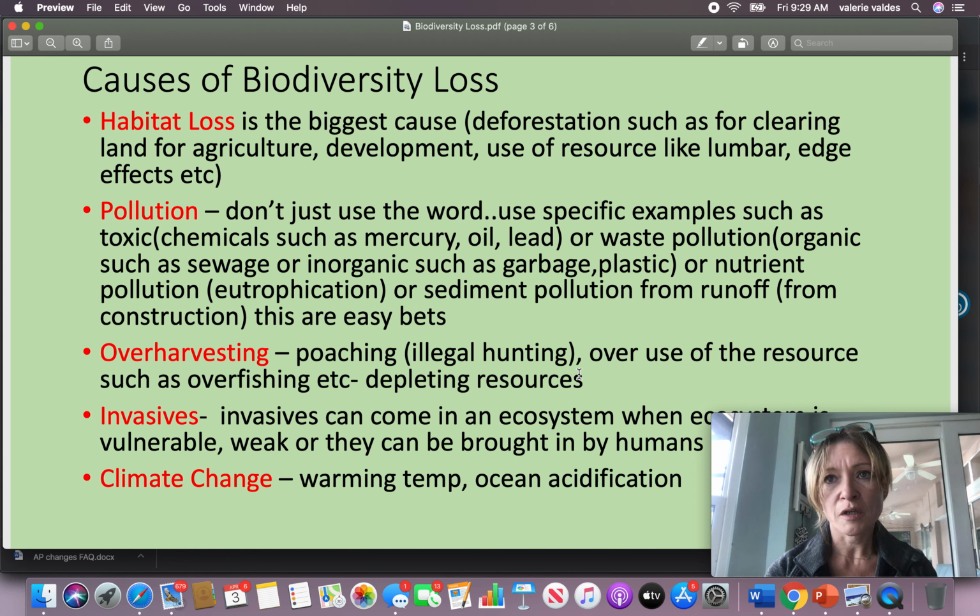Overharvesting. So if you're hunting too much without limits, illegal hunting like poaching, depleting any resource, an example, overfishing, tragedy of the commons. That's another example for the causes of biodiversity loss.